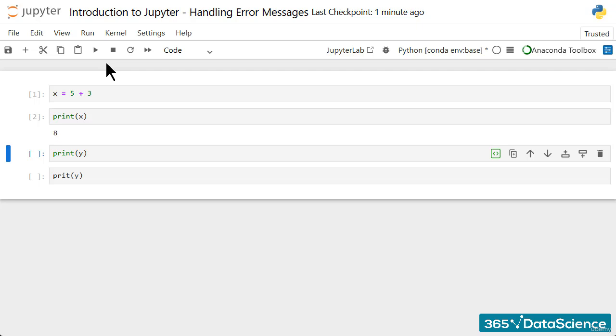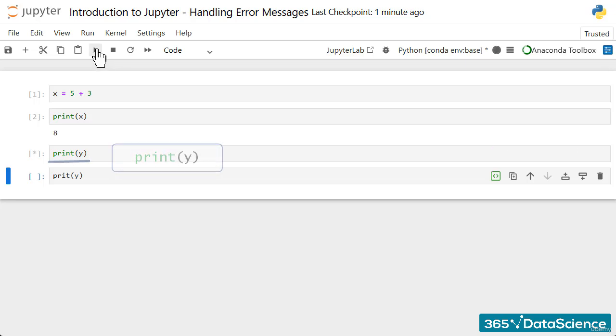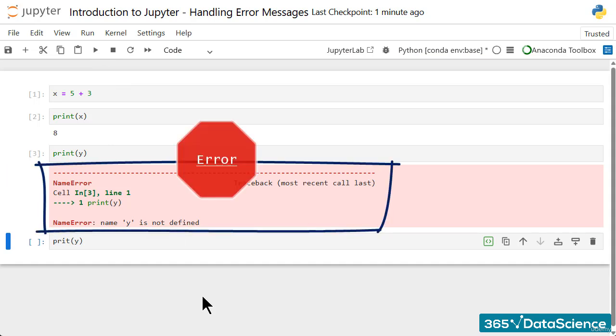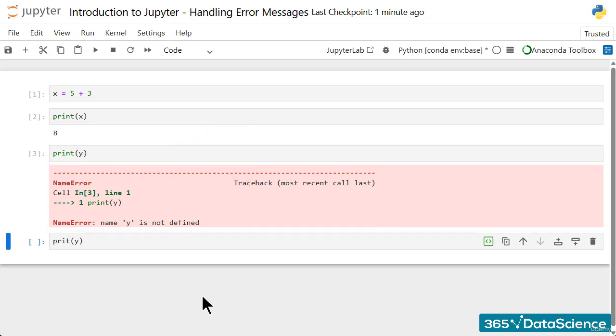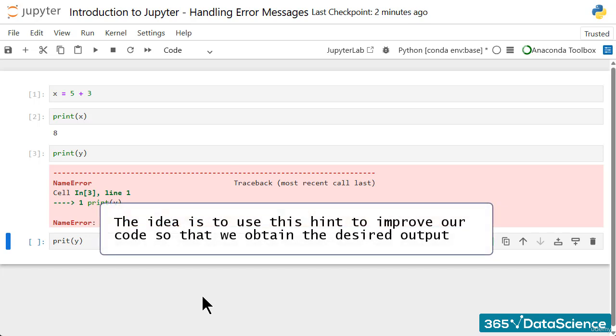But what happens when we do the opposite and disregard the Python rules? As we request the value of y to be displayed, we obtain an error message. How come? The reasons can be many, but what is sure is that we have asked Jupyter to do something it cannot understand. To solve this problem, Jupyter itself assists us by explaining to the best of its abilities what prevents it from executing the operation from the relevant code cell. Please remember, and this is extremely important, the idea is to use this hint to improve our code so that we obtain the desired output.